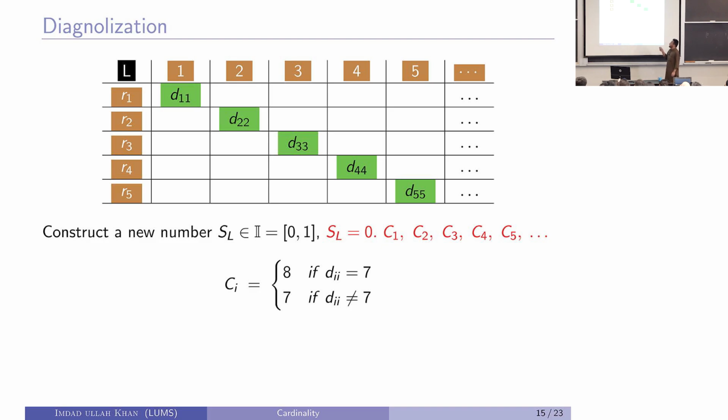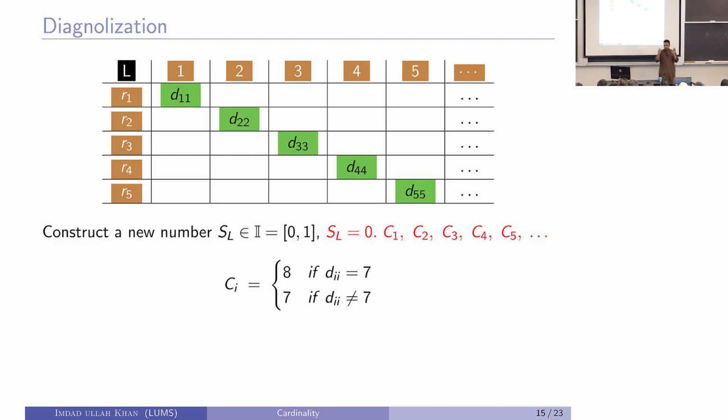I am going to construct a number SL, that is the name of the number. This number is between 0 and 1, so it is going to be 0 point something something something something. I am going to see what those digits of SL are, what is C1, what is C2, what is C3. I write that Ci is either 8 or 7, there are two possibilities. When is Ci equal to 8? When the ith digit of Ri is equal to 7, then Ci is equal to 8, and when the ith digit of Ri is something other than 7, then it is equal to 7.